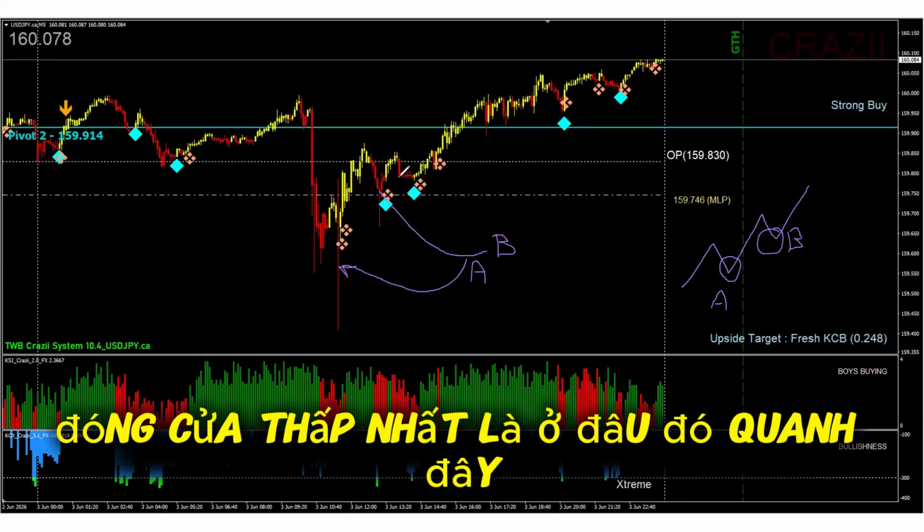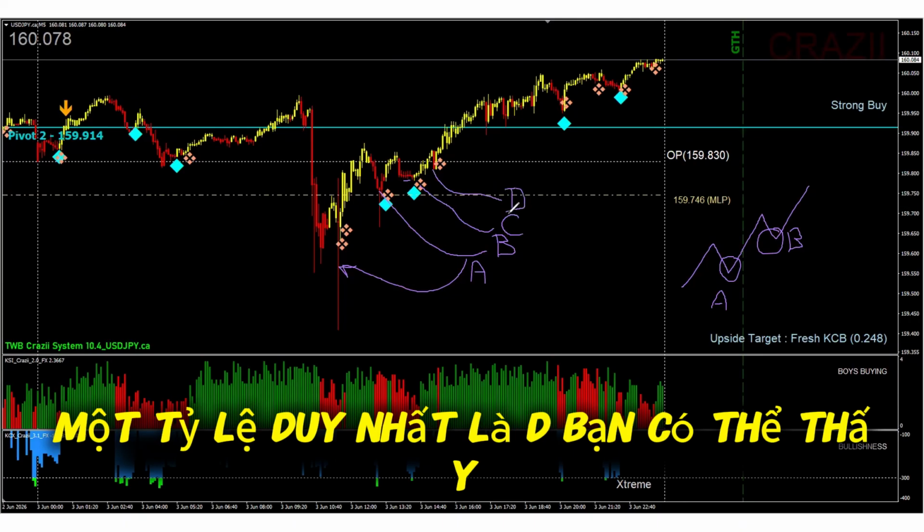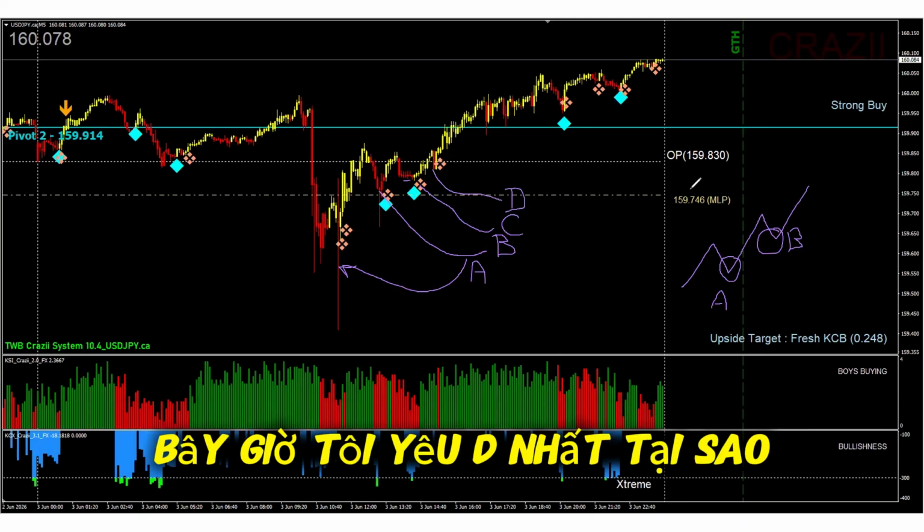Now, look carefully, the lowest closing is somewhere around here, and that is C. The next one, a single red, that is D. Can you see? Now, I love D the best. Why?